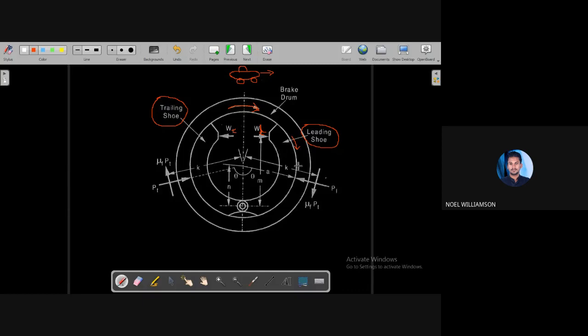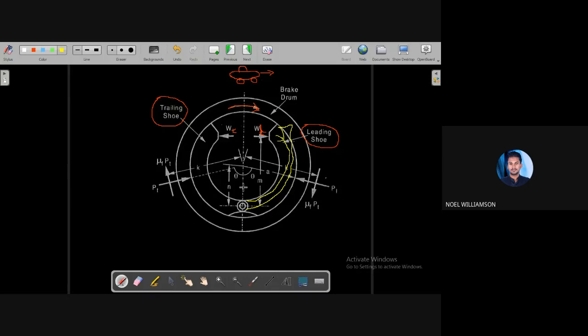To be more clear, I'll show like this. Okay. When the actuating force WT acts on this surface, what happens is this may expand and will be like this. So there will be a motion in this direction.